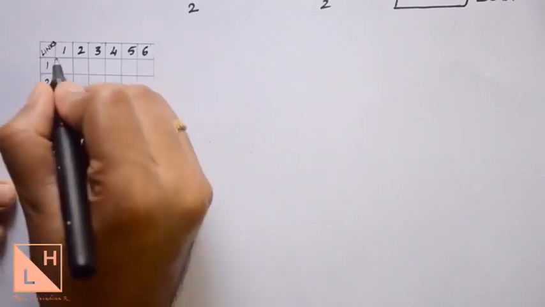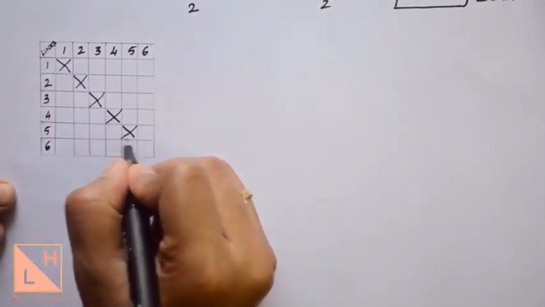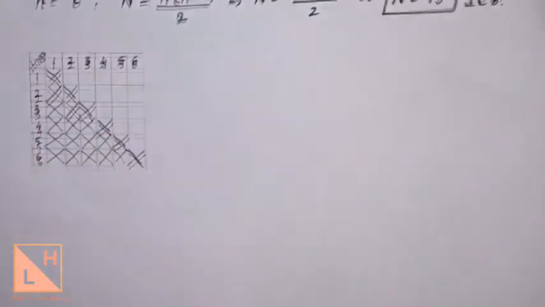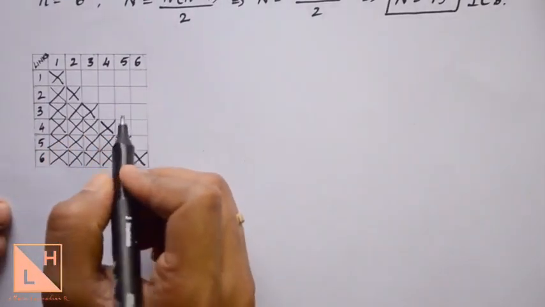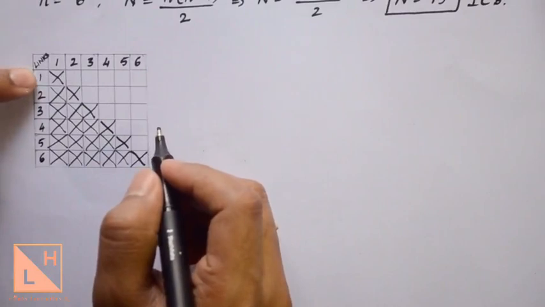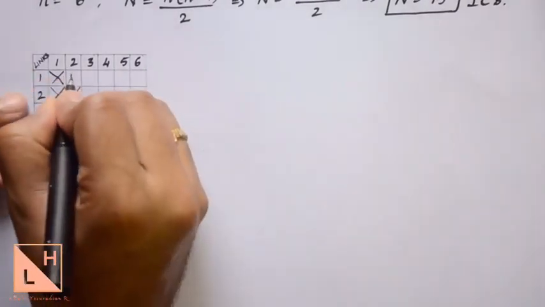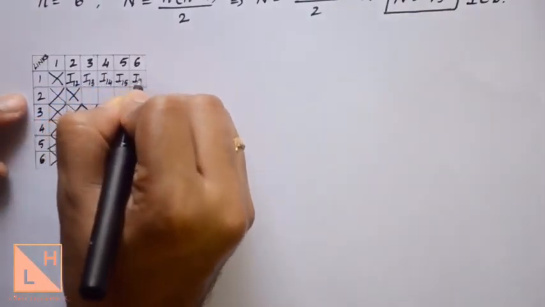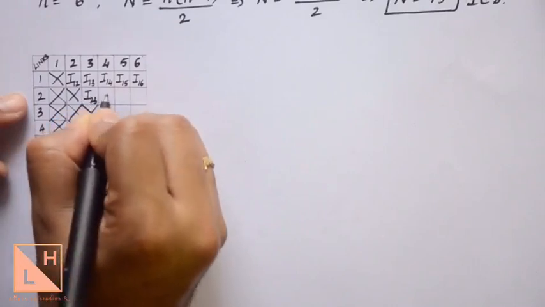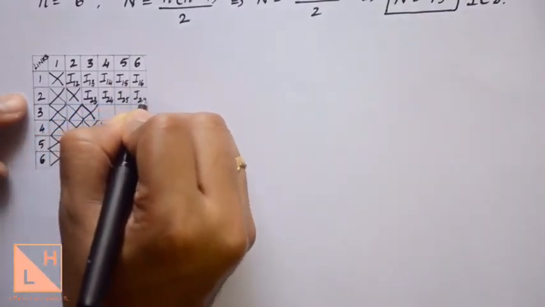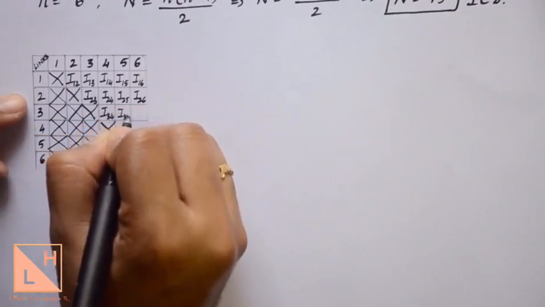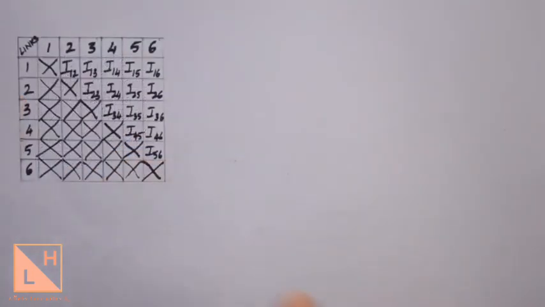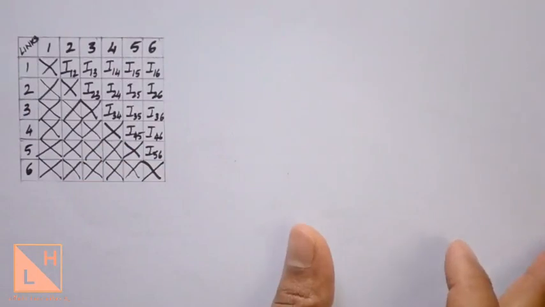So first and foremost, you cross the diagonals. Either you choose above or below the diagonal and cross them also. Then we'll have 15 boxes which are vacant. We'll name all of them depending on the row and column number. So first row and second column, this will be I12. Now these are the ICs that we are supposed to find for the mechanism that we have.